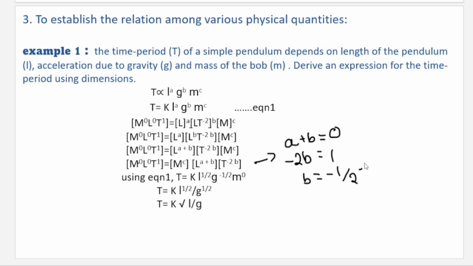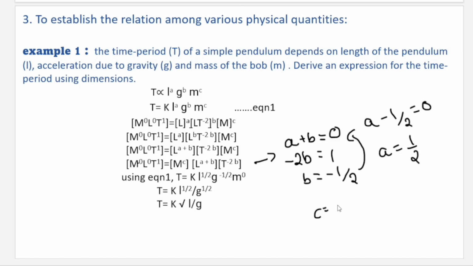When we put this here, we get A minus half, which is equal to 0, which will be A will be half. Then the next one is C. C is equal to 0.